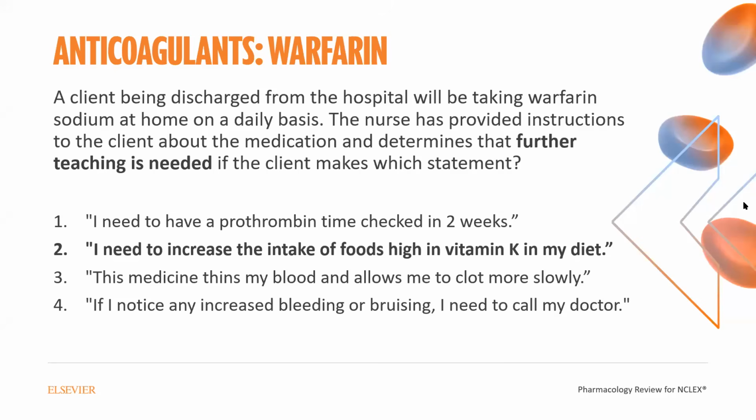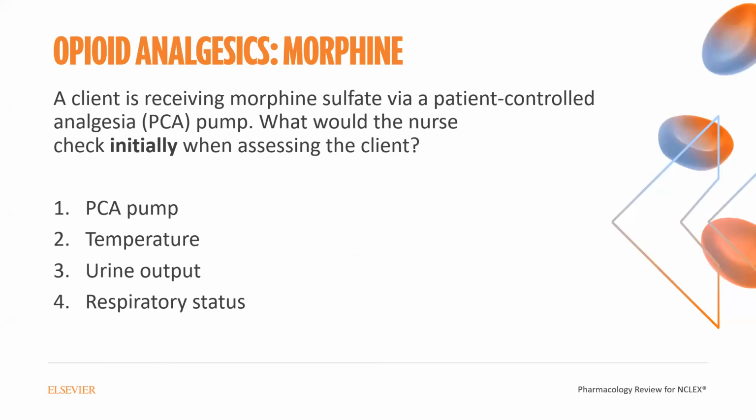So with this question, you need to be sure to note the strategic words, further teaching is needed, because these words indicate a negative event query, and they ask you to select an option that is an incorrect statement. Recalling that warfarin is an anticoagulant will assist you in eliminating options 1, 3, and 4. And also remembering the role that vitamin K plays in the clotting mechanism will further direct you to the option that indicates the need for further teaching. Okay, on the next slide, we have a question on the opioid analgesic morphine.